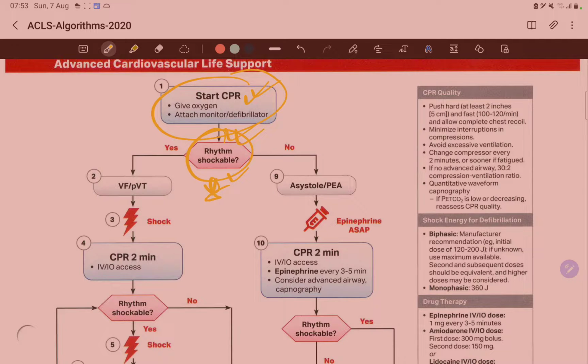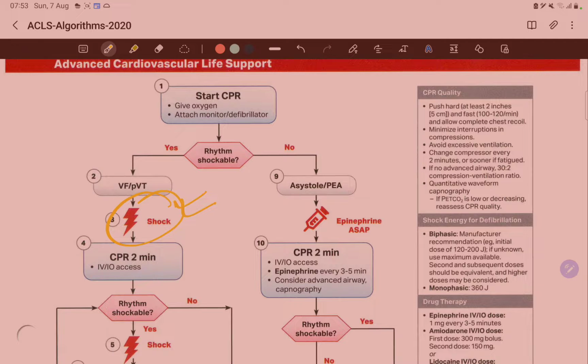The rhythm of ventricular fibrillation, suppose this kind of fibrillation, ventricular fibrillation we can see, right? Or pulseless ventricular tachycardia. Suppose there is a ventricular tachycardia but there is no pulse, right? There is no pulse. So we'll be ready for the shock.